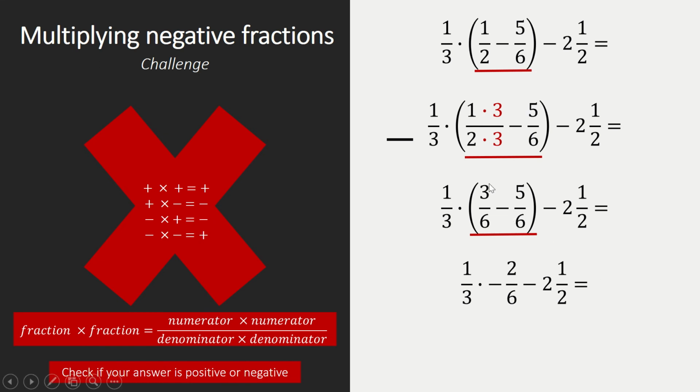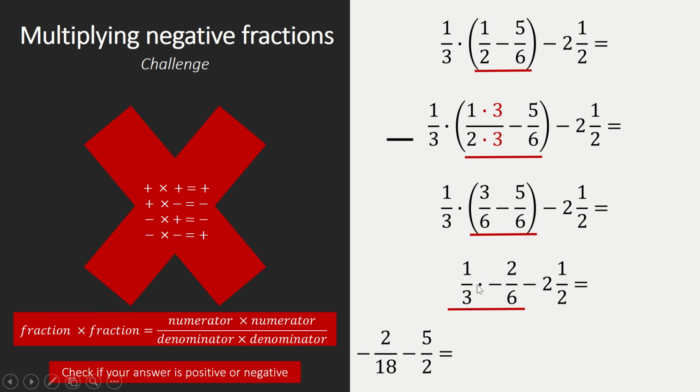What you do is 3 minus 5, which is minus 2. But please remember that we do not write a minus 2 over here, but that we write a minus in front of our fraction line. What you get is minus 1/3 times minus 2 over 6, minus 2 1/2. If you simplify it, you get minus 2 over 18 minus 5 over 2.